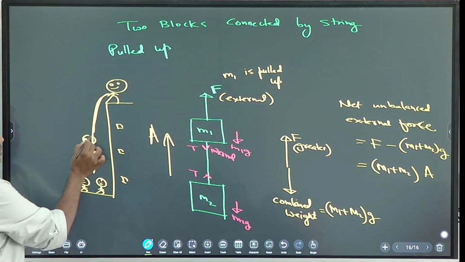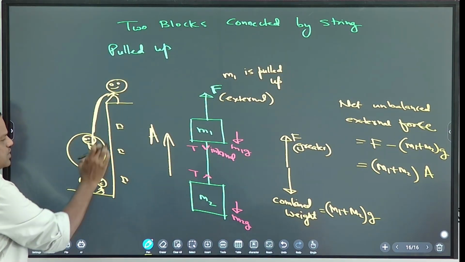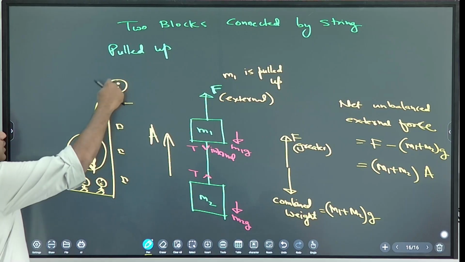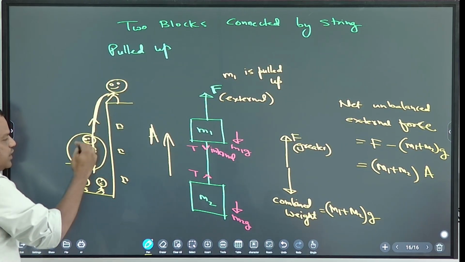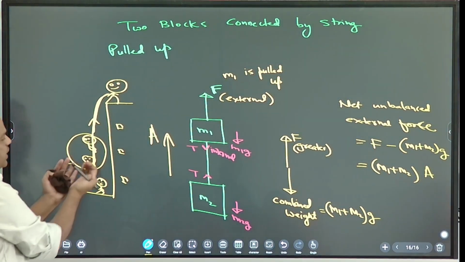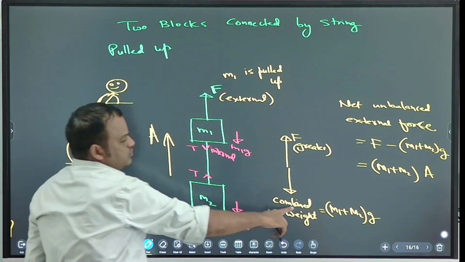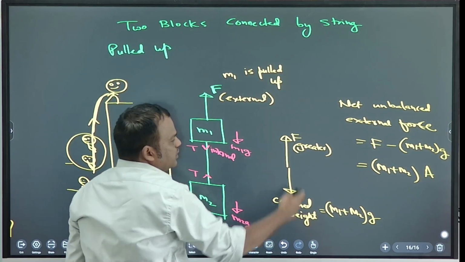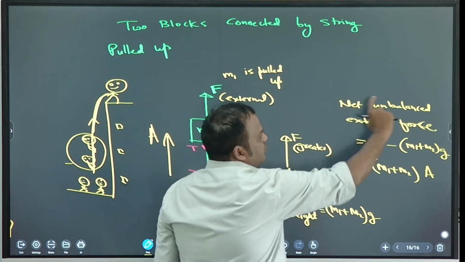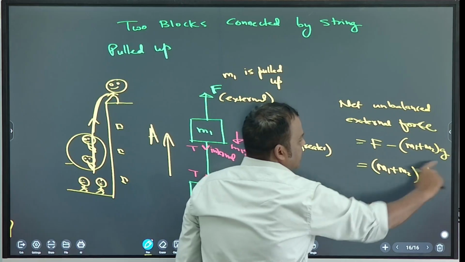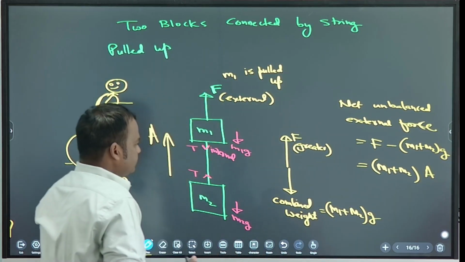Like these two small kids, they are a system. This is one system. And you are exerting external force. So this is the external force. And the weight is what? External force. So one external force is downward, another external force is upward. So net external unbalanced force is equal to mass into acceleration. Okay, understood?